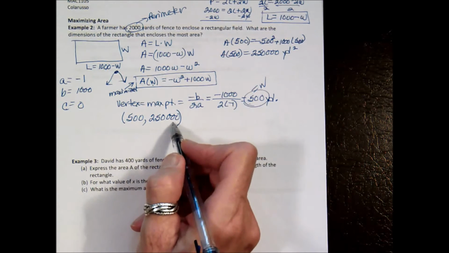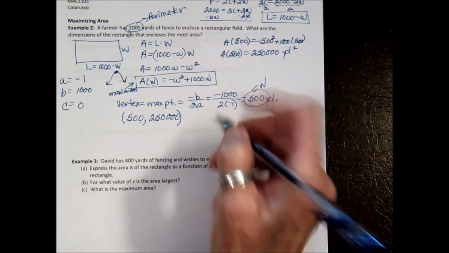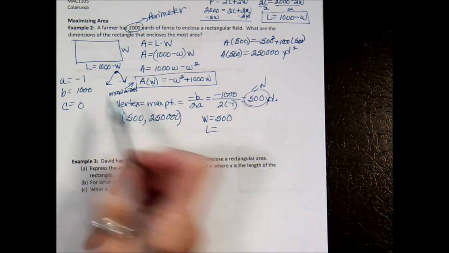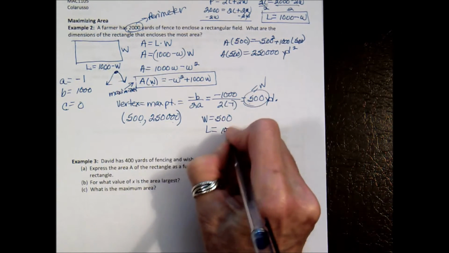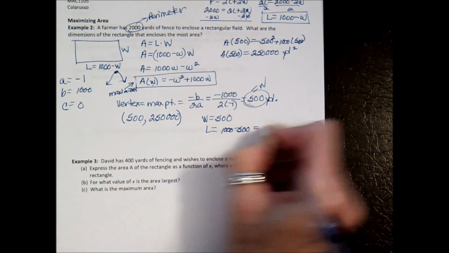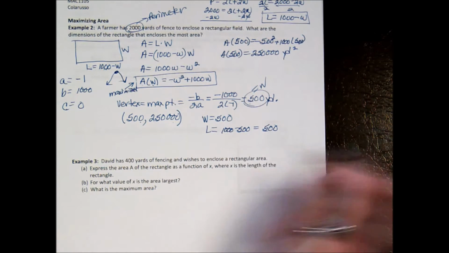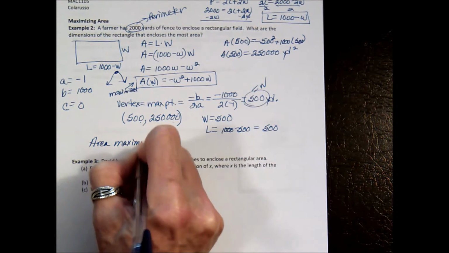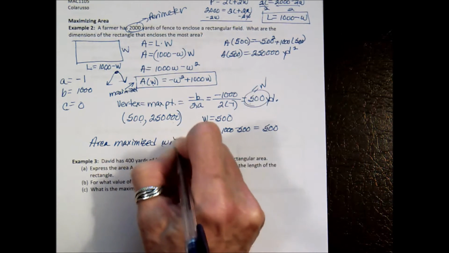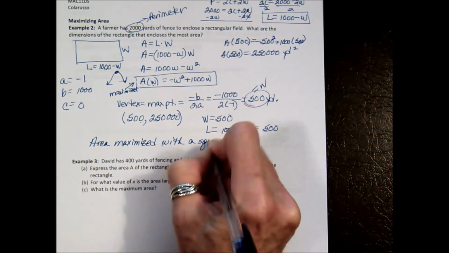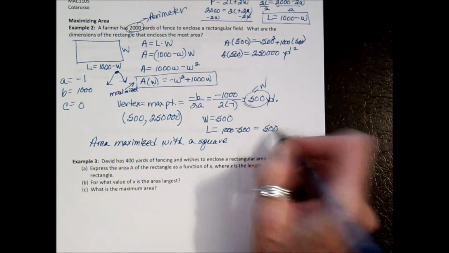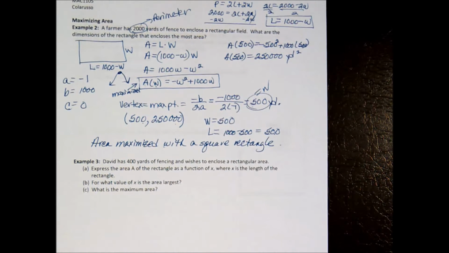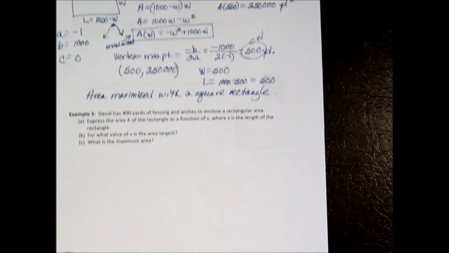Now, if the width is 500, what is the length? Well, we know that the length is 1,000 minus the width, so it is also going to be 500. In other words, the area is maximized with a square rectangle. Width 500, length 500. And that's always going to be true. A square rectangle has more area than any other kind of rectangle. All right, let's look at another one.